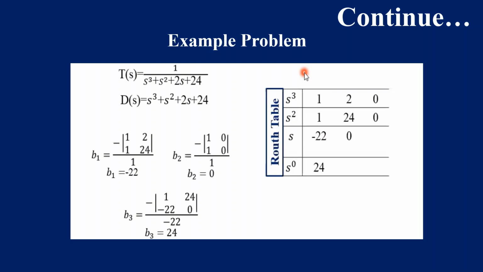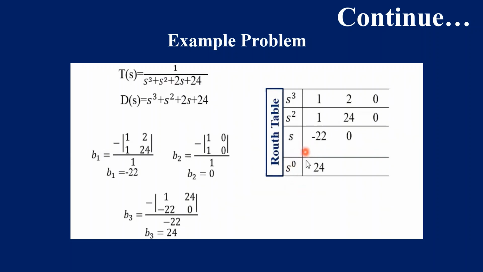Firstly, we have to look at the equivalent closed loop transfer function. Since we are interested in the system poles, we focus our attention on the denominator of the transfer function. Firstly, we will create the Routh table. Begin by labeling the rows with the power of s from the highest power of the denominator of the closed loop transfer function to the lowest power, s raised to power 0.